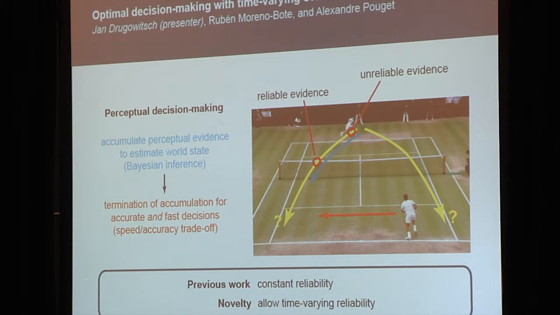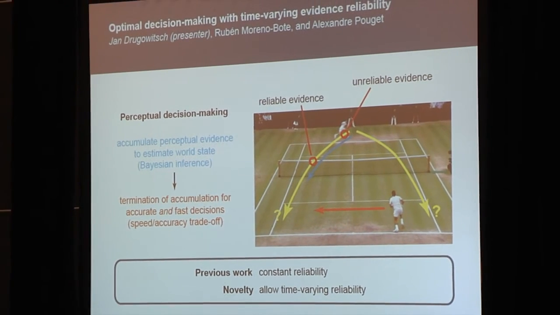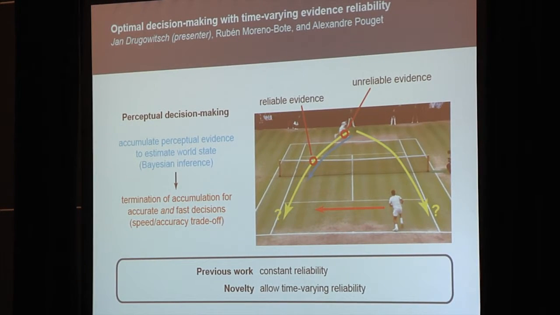And the basic idea is that perceptual decision-making is usually performed in two stages. First, you would accumulate perceptual evidence over time to increase the certainty about the hidden state that you want to estimate. And second, you would terminate this accumulation to perform not only accurate, but also fast decisions. A simple example would be estimating the landing point of a return in tennis, where first you would observe the trajectory of the incoming ball to get a better estimate of its landing point. Once you have a good enough estimate, you would terminate the accumulation to commit to a decision. In this case, you would be running to the left.